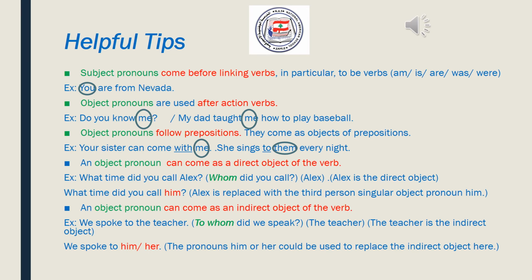An object pronoun can come as an indirect object of the verb too. We spoke to the teacher. To whom did we speak? The teacher. The teacher is the indirect object. Let's replace the teacher with a suitable object pronoun. We spoke to him or her. Here, the pronouns him or her could be used to replace the indirect object. So, him is an object pronoun that comes as an indirect object of the verb, or her is an object pronoun that can come as an indirect object of the verb.